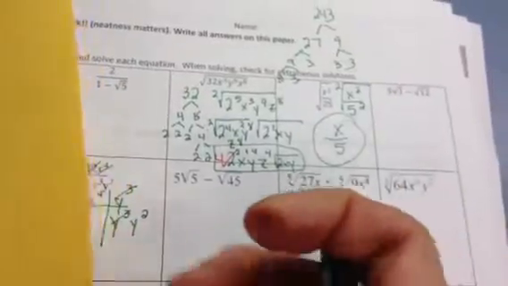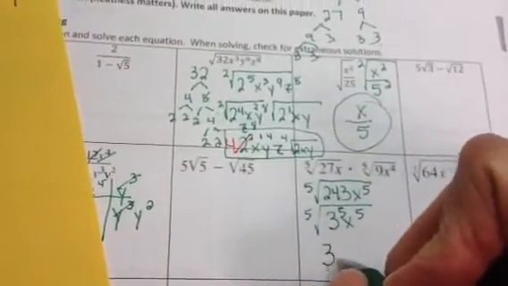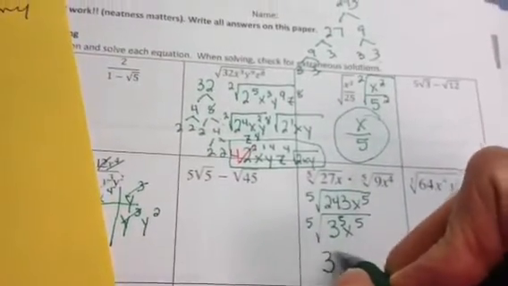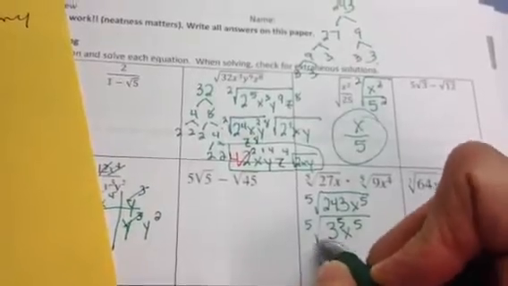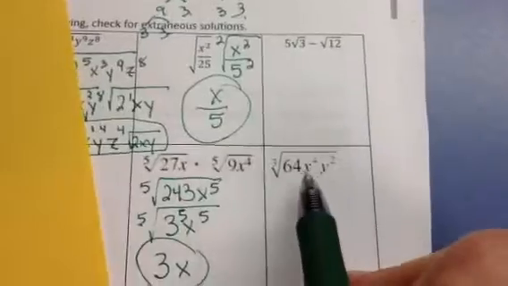And then it says make your denominator perfect. Again, I don't have a denominator. Take out the perfect stuff. It's all perfect. So these can both come out as 3 and x, and they would both have first powers because 5 goes into 5 one time. But this time I'm not going to put the first power. All right, this one is one radical.